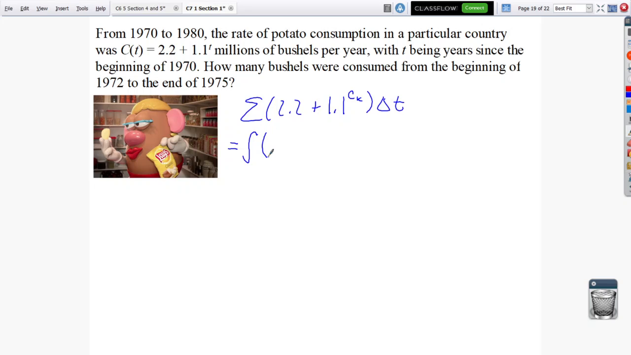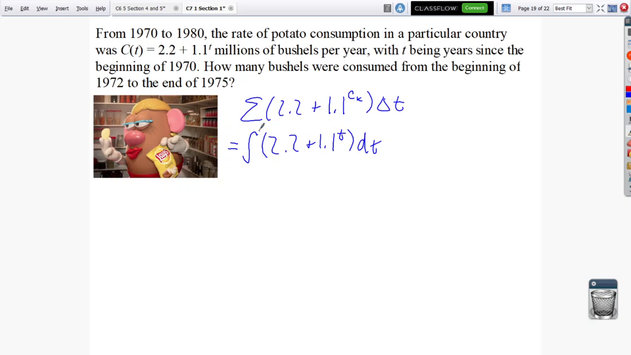So if you see a rate and you want to find the accumulation of that rate, you are going to write it as the integral of 2.2 plus 1.1 to the t dt. Do you have to do this step right here? No. It's really just to drive home the point that we are talking about the area. It's drawing it back to Riemann sums. Really, we want the integral as the accumulation of the rate.